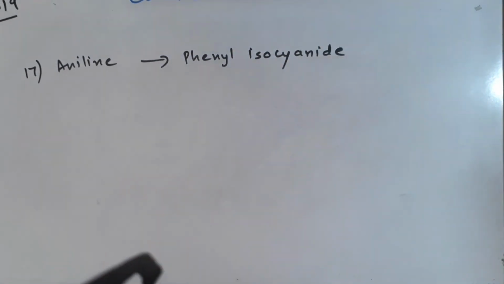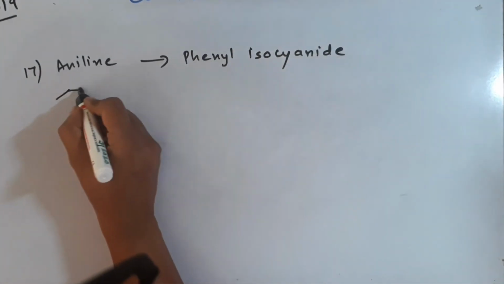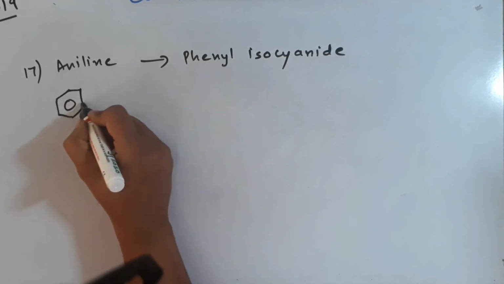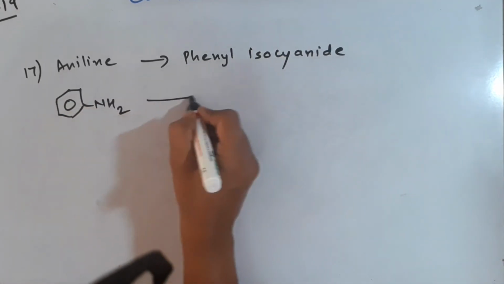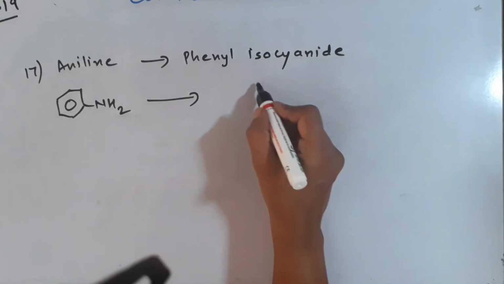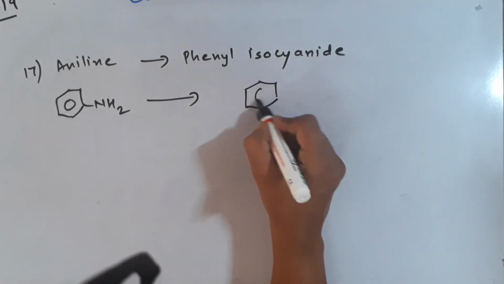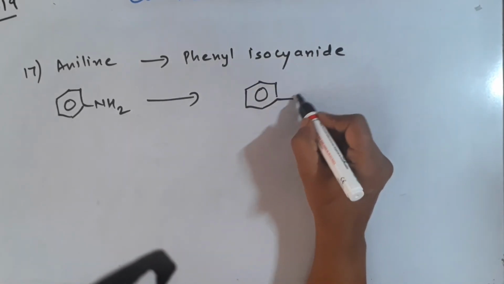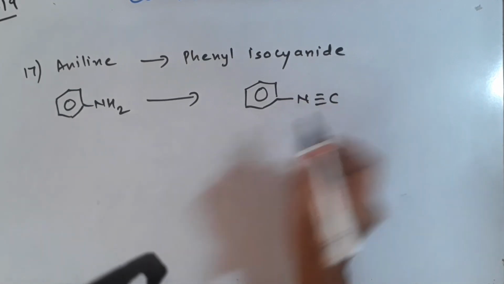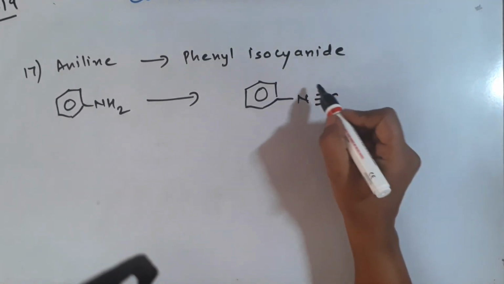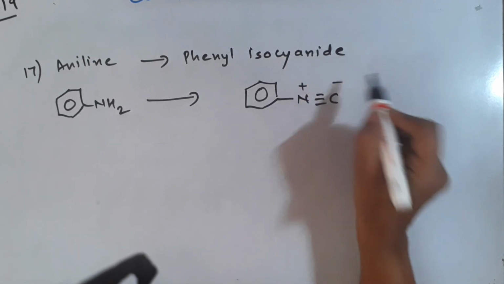Now this is the last reaction of that question number 10.19, aniline to phenyl isocyanide. Let us draw the structure of aniline. This everybody should know. Benzene, amine, aniline. Phenyl isocyanide. Now cyanide was CN and isocyanide is NC. Both are isomers, so this will be N plus, C minus.